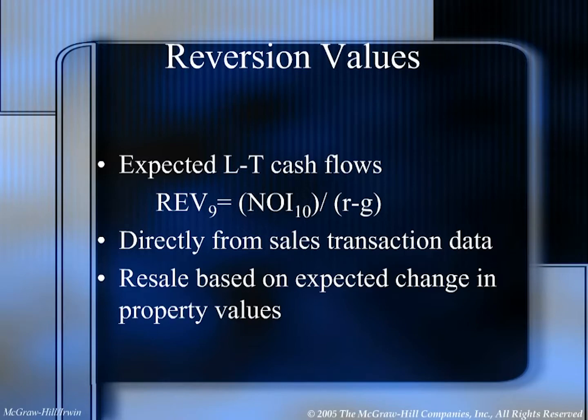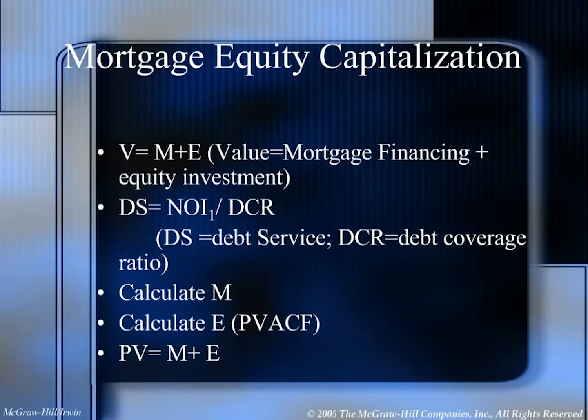One other area we'll look at is how to value the property using the debt and the equity components. We could say that the value of a property is worth the amount of the debt plus the equity investment. So you have to just define a couple of things here. The debt service will be defined as next year's NOI divided by the debt coverage ratio. Okay, so the debt coverage ratio, if you rearrange that formula, is equal to the NOI divided by the debt service. So how much more NOI do we have than the debt service number?